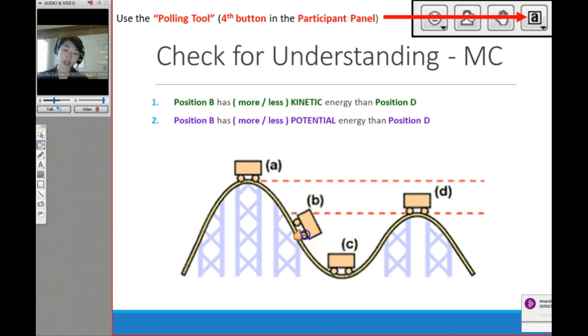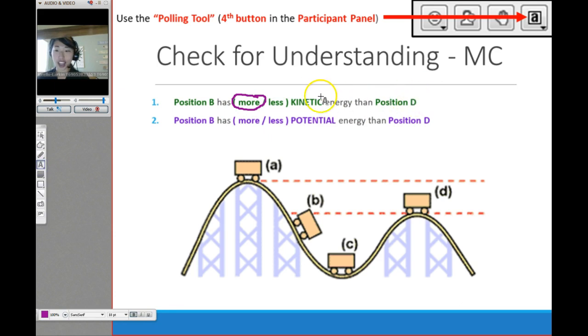He's a little bit lower down the hill. The answer is more or less. Does position B have more or less kinetic energy? Tell me in the chat box. Yeah, he's going to have more kinetic energy, right? Again, he's a little bit lower, and the lower this roller coaster is, the more kinetic energy you will have because you're going faster. So at this point, point B is going a little bit faster.